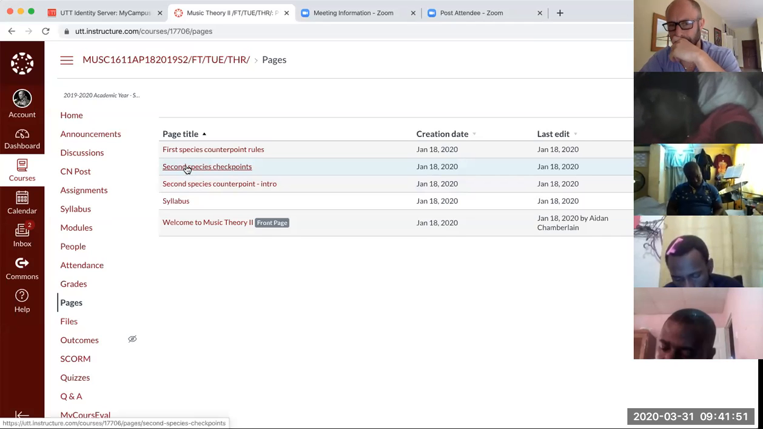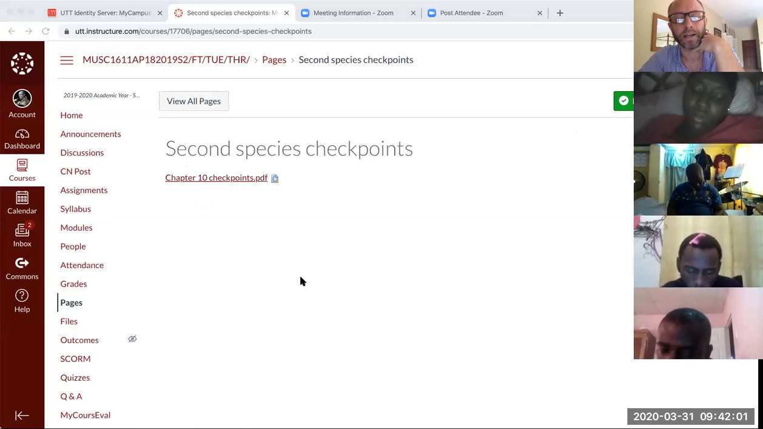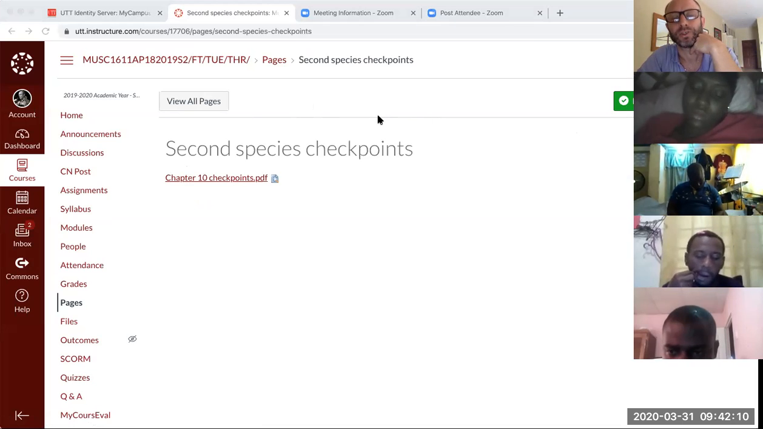So for your second species, we're going to look at this again right now, and then we're going to do a second species. This is stuff that you can refer to as you're writing, just to remind yourself of the different rules. When writing second species counterpoint, don't forget second species means 2 notes to 1 note. You're writing 2 notes to every 1 note in the cantus. We suggest 2 passes to check your work.